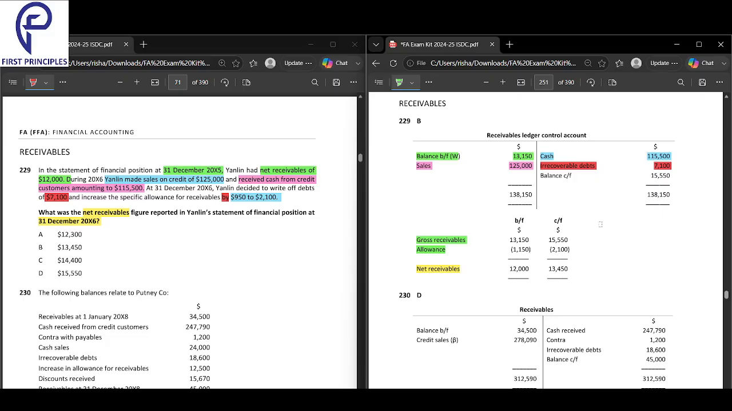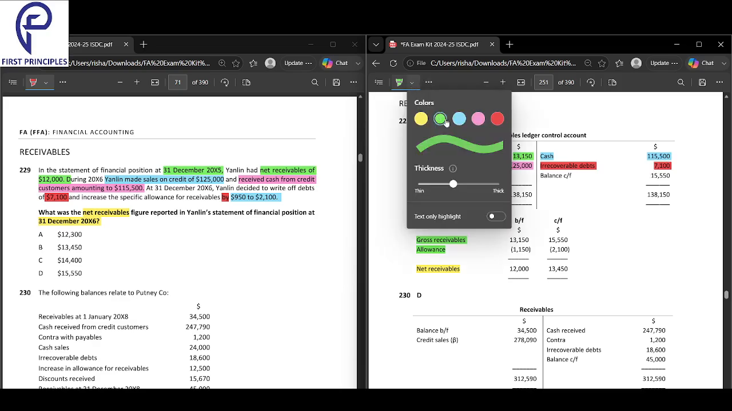What are irrecoverable debts doing? They are reducing my receivables. Okay. So this is how we've got from what we have: the opening, and the sales. Then we add everything up. What do they want to know? When we add everything up, we get the amount.